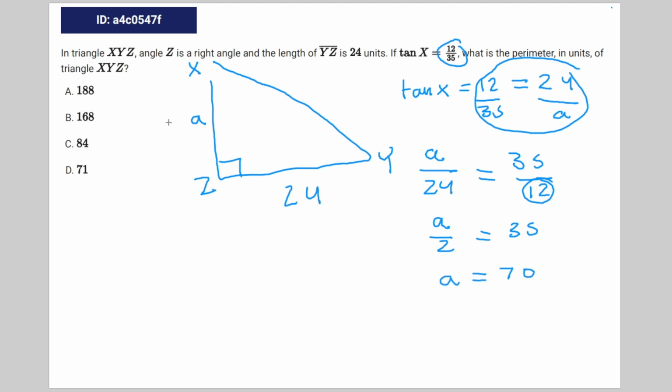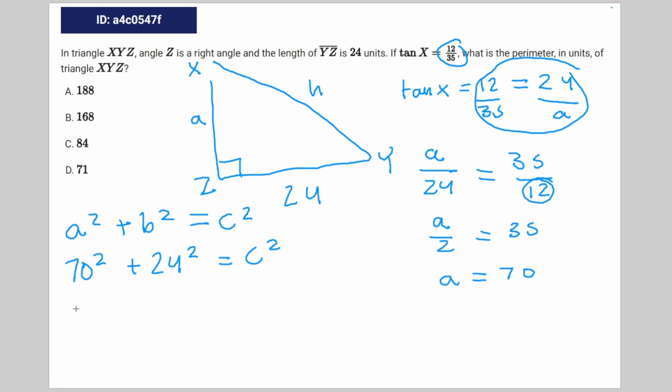So now we have that value. In order to find the hypotenuse, in order to calculate the perimeter, we're going to use the Pythagorean theorem. That's going to be, of course, a squared plus b squared is equal to c squared. And we already know a and b, the opposite side and the adjacent side, so we're just going to plug that in. That's going to be 70 squared plus 24 squared is equal to c squared.